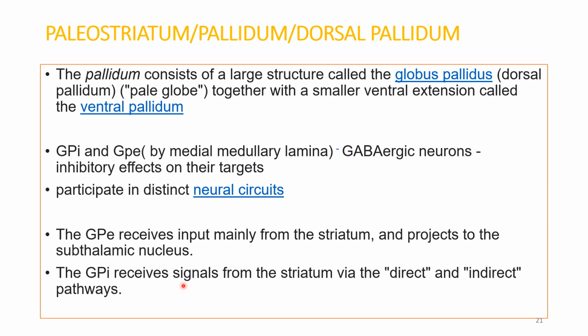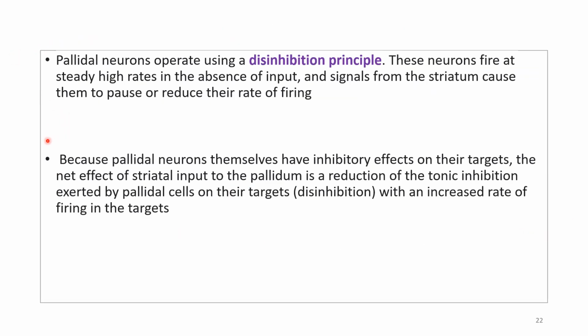Whereas the globus pallidus internus receives signals from the striatum via the direct and indirect pathways. So what is the direct pathway? From striatum to globus pallidus internus. What is the indirect pathway? From the striatum to the globus pallidus externus, then globus pallidus internus. Then where will globus pallidus internus project? To the thalamus. Okay, so globus pallidus externus to the subthalamic nucleus, globus pallidus internus to the thalamus. Then coming to the disinhibition principle.